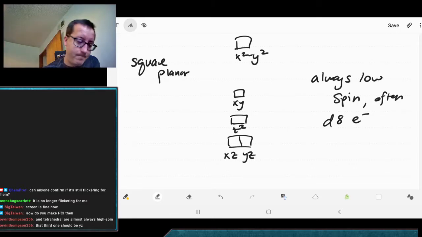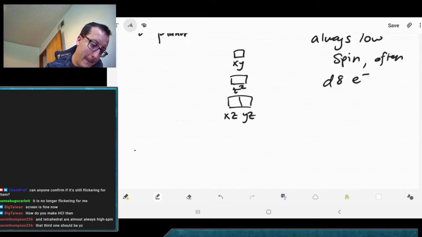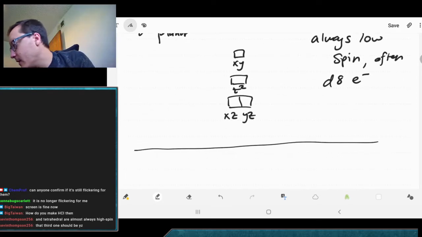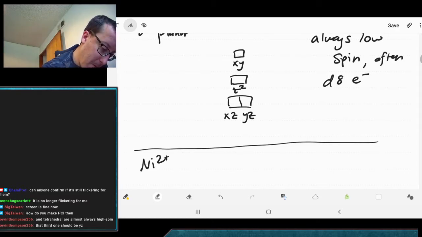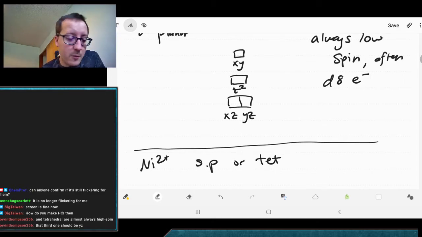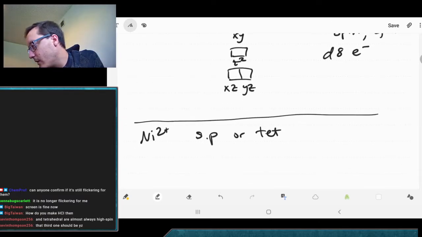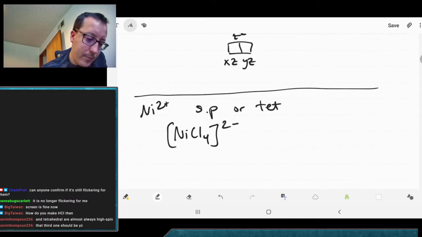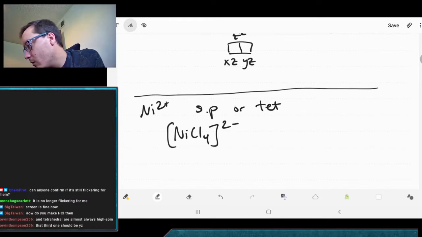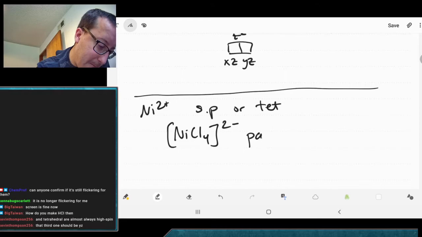Okay, so let's do a problem from the book. This is 23.8. Nickel 2 stuff often goes square planar, can go either one. It's with a coordination number of 4. We're going to see that we have a couple of these. We have the tetrachloronickelate 2 being paramagnetic.